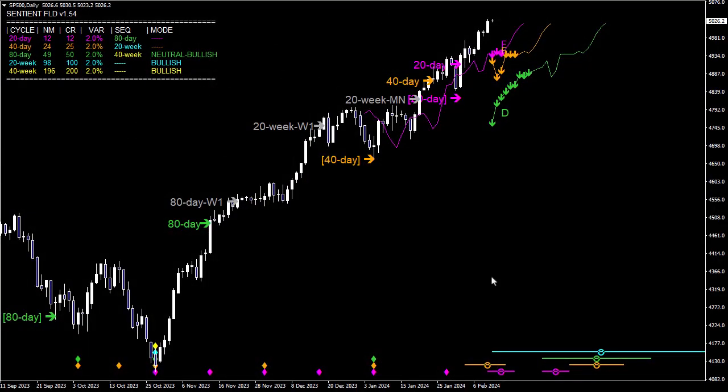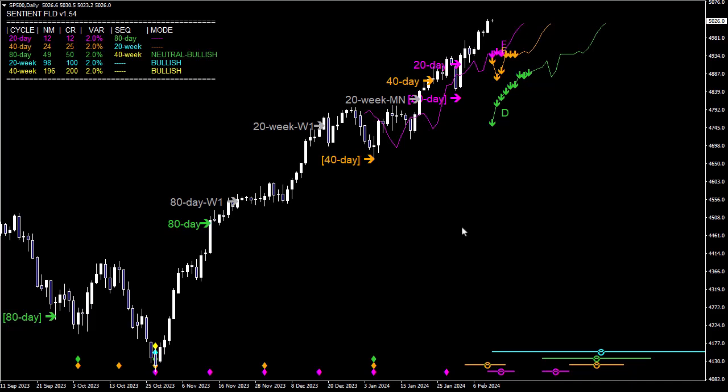In recent weeks, I've been giving you preview glimpses of our new Sentient FLD indicator on the MT4 platform, which we are launching in a matter of days now. We're getting very close to the launch of this indicator. I would like to point out what the indicator does. Let's just zoom in on this chart.